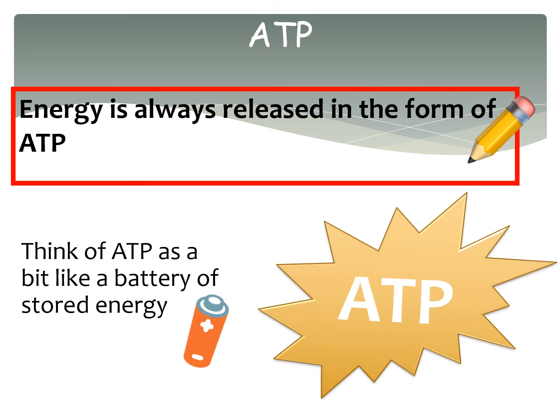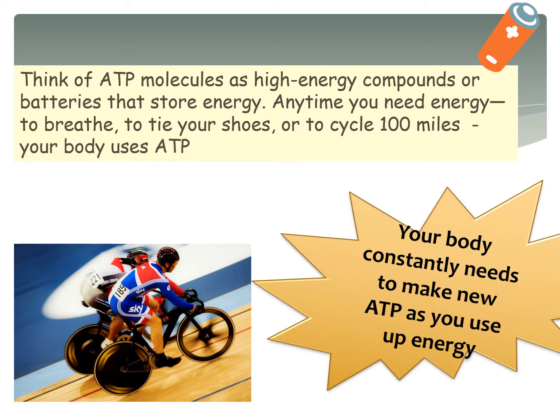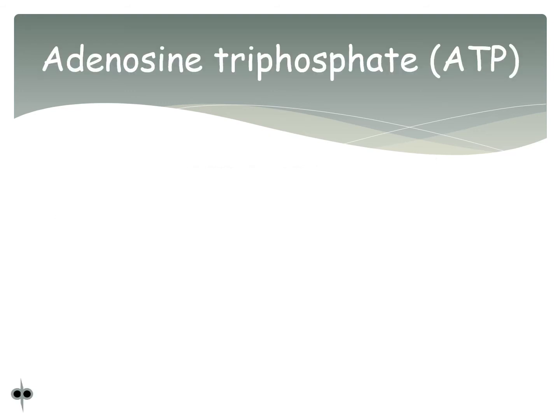So you would need to write a note on ATP, and it's very, very important. So think of ATP molecules as high energy compounds or batteries that store energy. Anytime you need energy to breathe, to tie your shoes, or to cycle 100 miles, your body uses ATP. So your body constantly needs to make new ATP as you use up your energy. So a human makes 90 quintillion ATP molecules per second, which is a huge, huge number. So you would want to make a note on adenosine triphosphate, ATP.